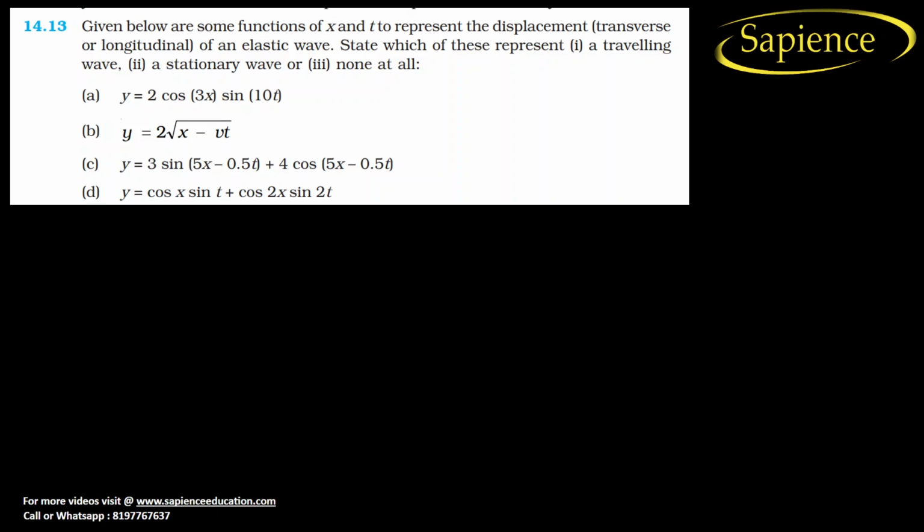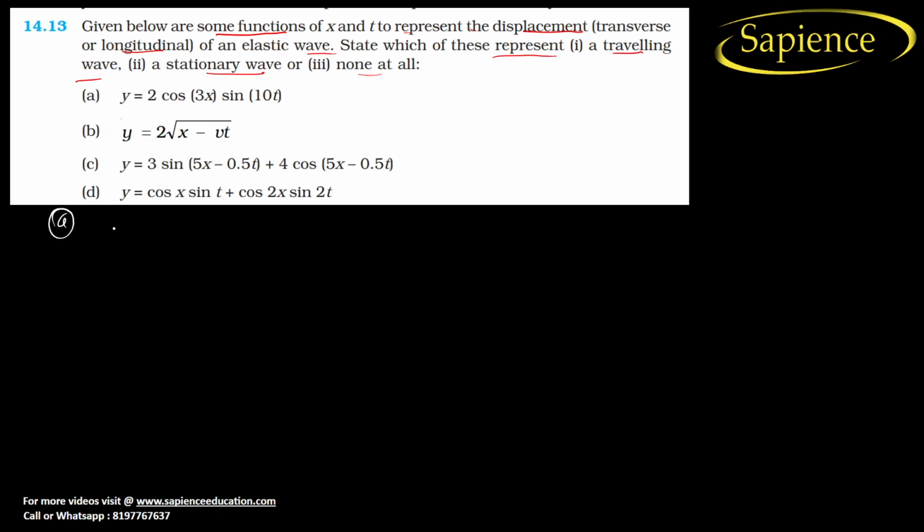In question number 13, given below are some of the functions of x and t to represent the displacement, transverse and longitudinal, of an elastic wave. State which of these represent traveling wave and stationary wave. I have already told you what equation a traveling wave and a stationary wave has. See, if omega t and kx are separated, it means that they are a stationary wave. Sorry, if they are in combined form, it is a traveling wave.